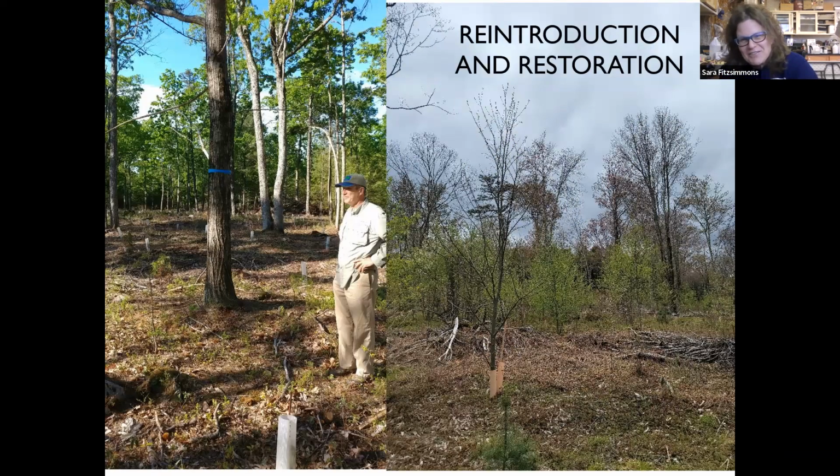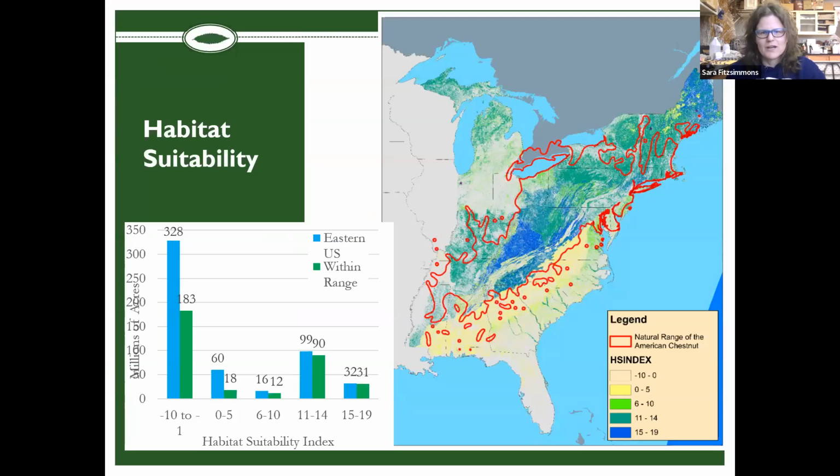Then you have to figure out how to get it out in the woods. So this is Blooming Grove Hunt Club, in Pike County, northeastern Pennsylvania. We've planted some 2,000 trees at this location.